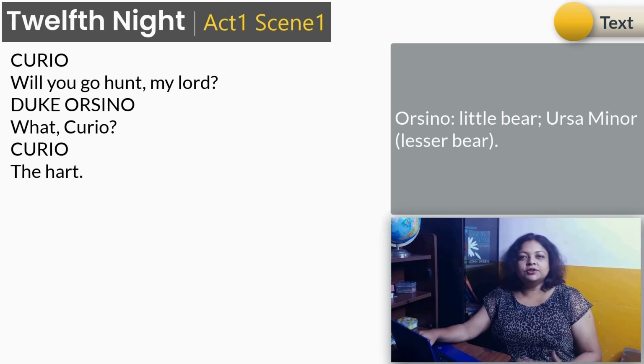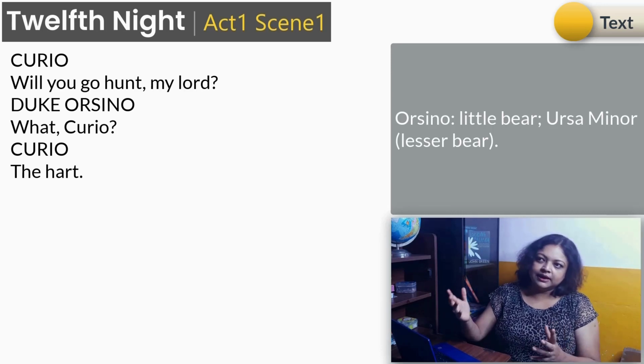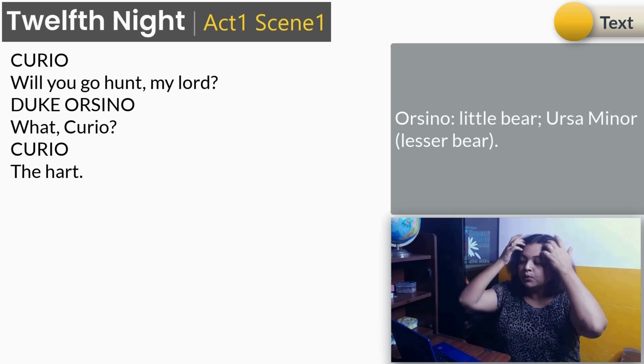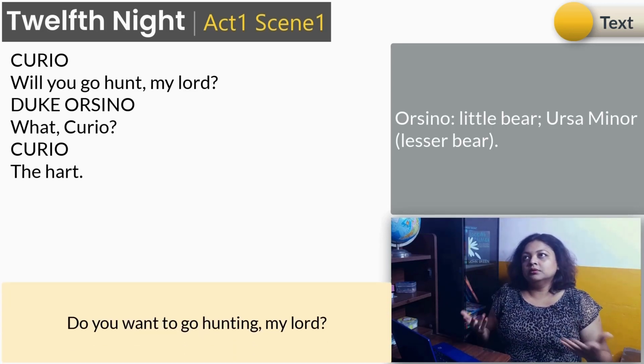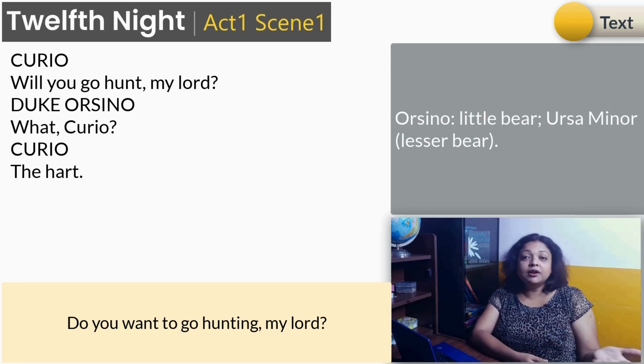Curio wants to change the topic. Maybe he thinks that Orsino needs some entertainment, and he says, "Will you go hunt, my lord?" Hunting was a very good way of having fun for these people. Even now, some people go hunting and find a lot of enjoyment there.